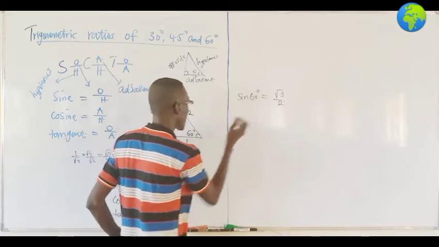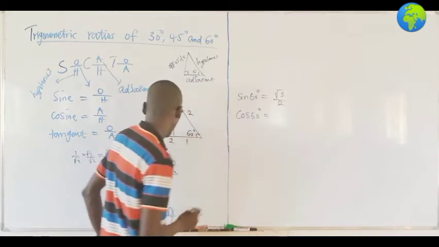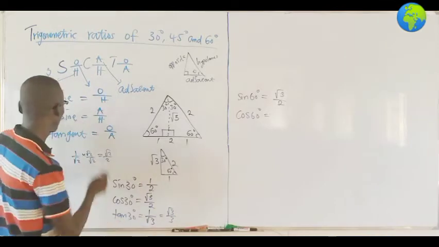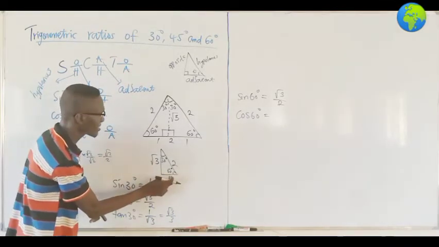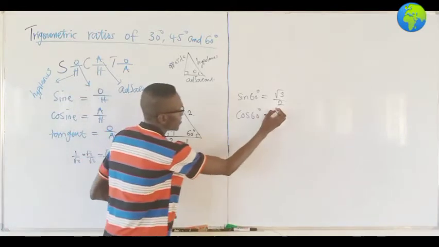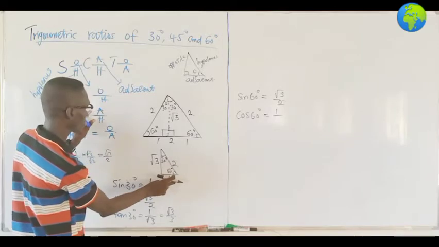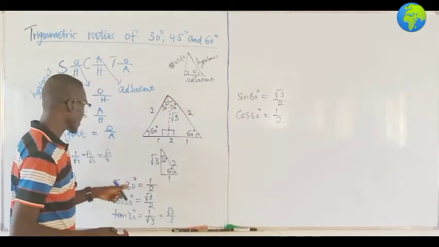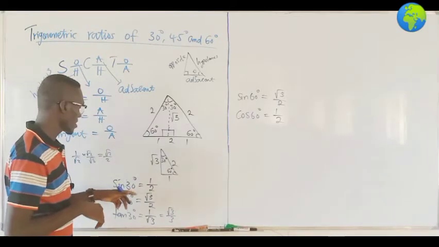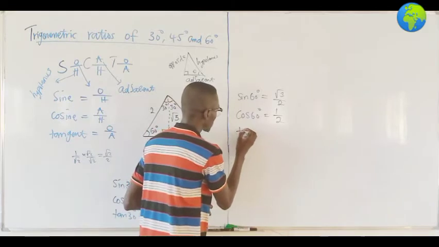After sine 60, let's check cos 60 degrees. Cos is just adjacent over hypotenuse, right? What is our adjacent when it's 60 degrees? That's 1, over the hypotenuse, 2. That means 1 over 2. So is it true that sine 30 equals cos 60? You can see that something is really happening here. So how about tan?